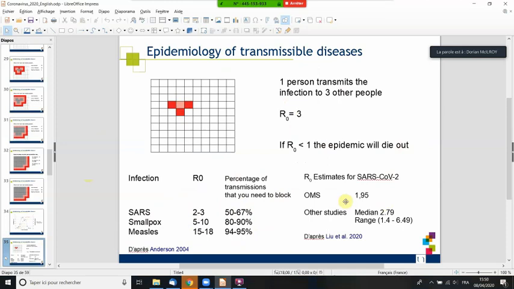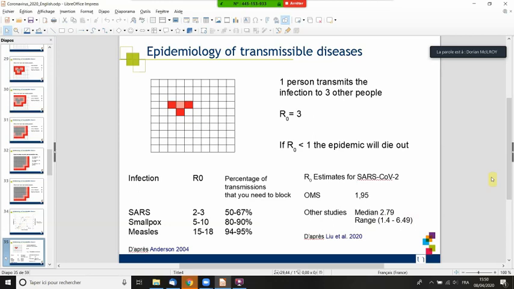Okay, so for SARS-CoV-2, what is the estimate? Initially, the World Health Organization said it's about 1.95. I find it difficult to believe this, because it's obviously more transmissible than the SARS coronavirus. Currently, other studies have come along, so we think maybe 2.8, somewhere between 2.5 and 3. So that's what the estimates are. But the range is pretty high, okay? Might be higher.